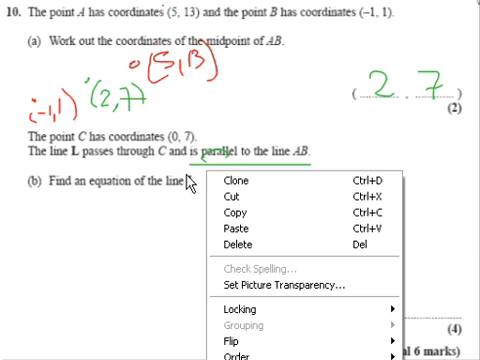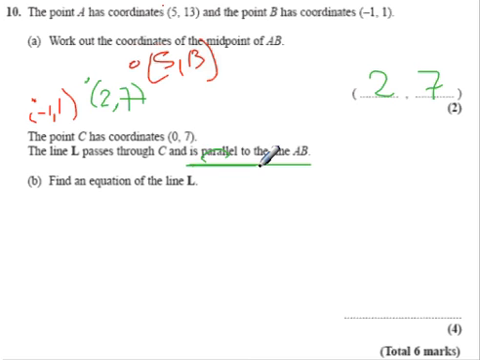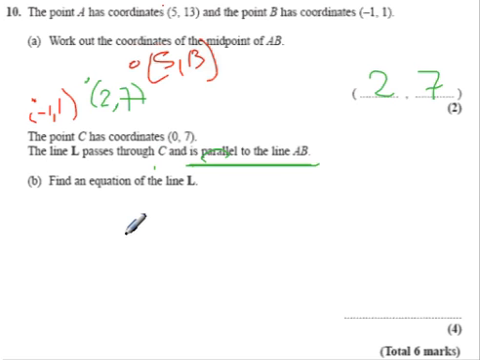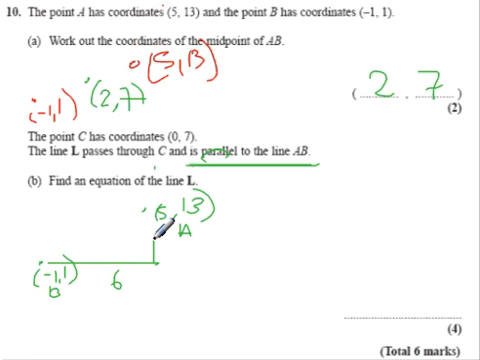The line passes through C and is parallel to the line AB. Now, if it says parallel to the line AB, that means it has the same gradient as the line AB. So first of all, we need to work out what the gradient of line AB is. Well, we know that to get from A to B, or B to A actually, I'm doing them this way around because if we're looking at the x values, B is before A. So there's B, there's A. And as we go from B to A, we go across by minus 1 to 5, which is 6. And we go up from 1 to 13, so we go up 12. We're just comparing the x-coordinates and the y-coordinates.